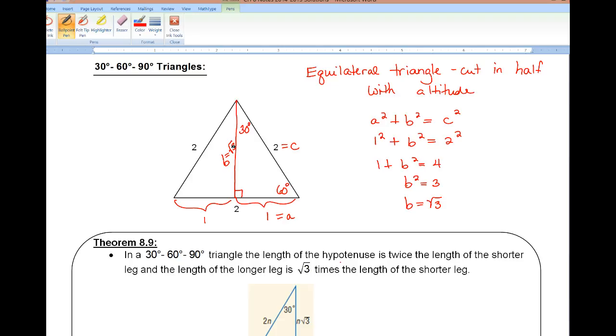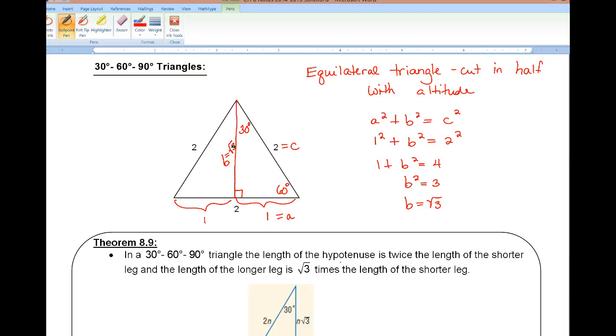5 squared plus b squared equals 10 squared. So you'll get 100 minus 25 is 75. Square root of 75 would be 5 root 3. The shortcut to that is it's just the leg root 3.